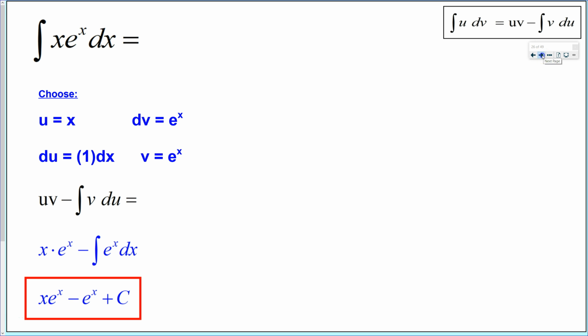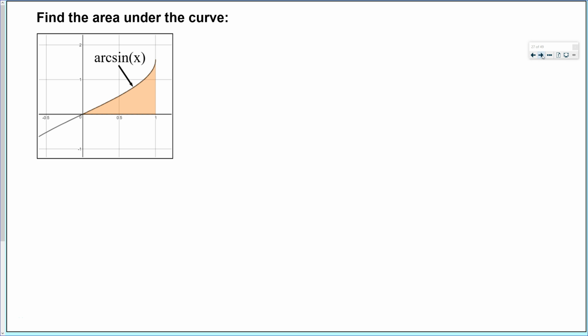Let's try another one. Okay, so this one is asking for the area under a curve, which means we're going to have a definite integral. So we're going to have to write one. That's pretty easy. We just want the area under the curve of arcsine from 0 to 1 as pictured. And now we do not know the antiderivative of arcsine. We have never been told this. So we have to go ahead and figure it out.